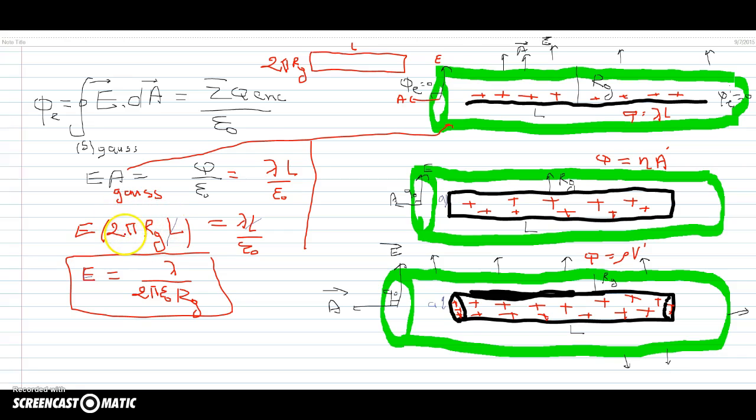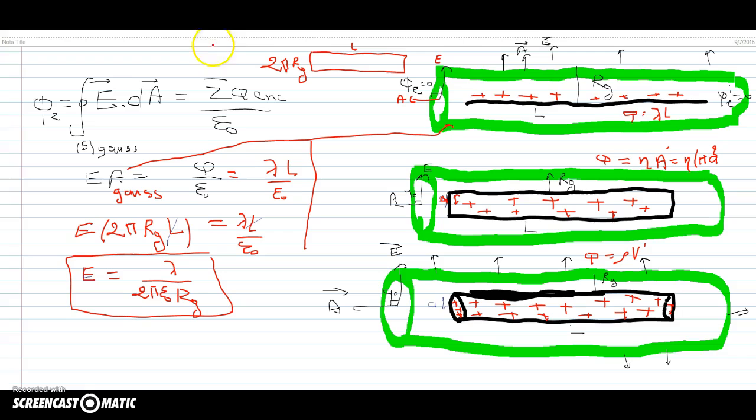The area of the Gaussian surface is still the lateral surface of the cylinder, which is 2 pi Rg L. L is the length of the cylinder, both the Gaussian surface and the cable inside. But the surface of the charge will be different. Q is eta A prime. What is A prime? In this cylinder, the radius is a from here to here. And so the area would be eta times, what is the area? So it's just pi a squared.